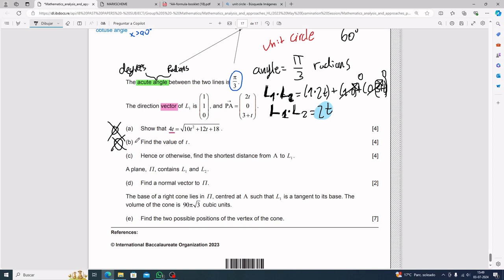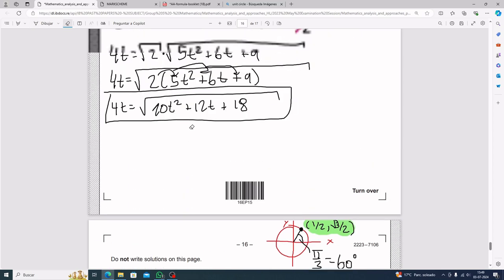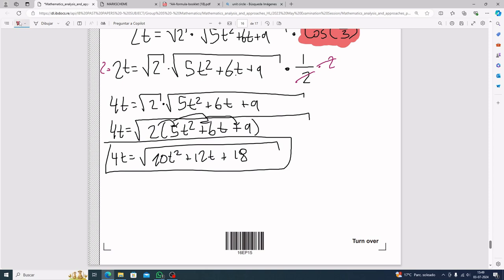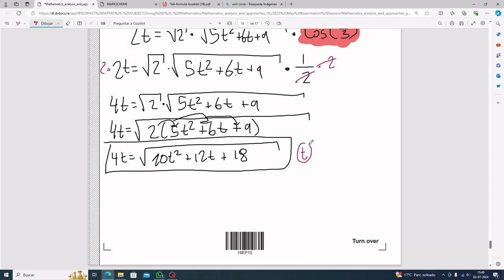Okay, now for part B, you need to find the value of t. For finding the value of t, although this equation looks very nasty, there's one thing going good for us. The only variable you have going around is the variable t, and so all you need to do from here is get t alone.